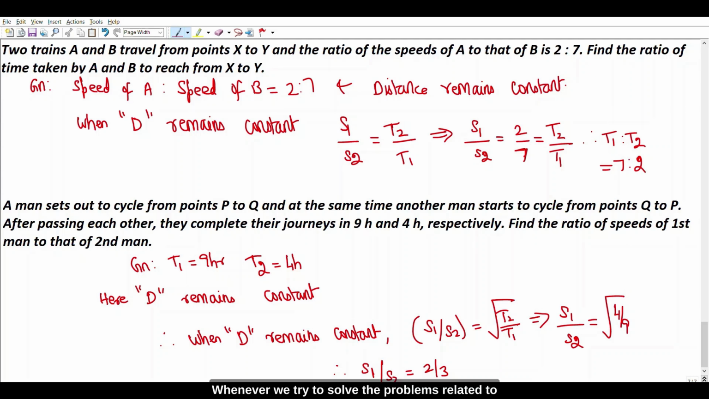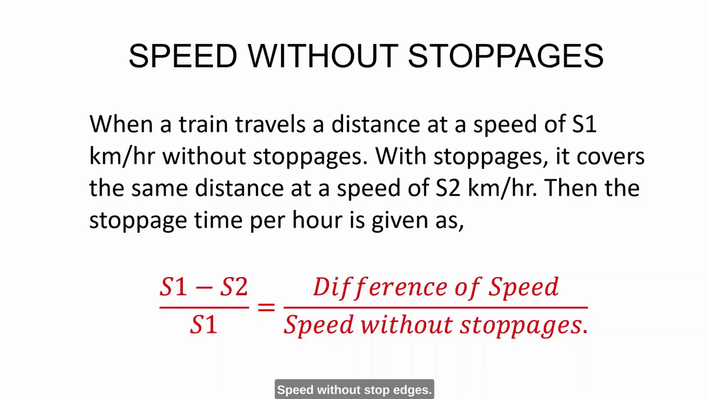Whenever we try to solve the problems related to ratio of speeds, we need to keep in mind that any one of the three entities of speed, distance and time taken should be constant. Let us move on to the next concept, speed without stoppages. When a train travels a distance at a speed of S1 km per hour without stoppages, with stoppages, it covers the same distance at a speed of S2 km per hour.